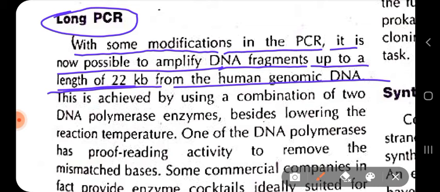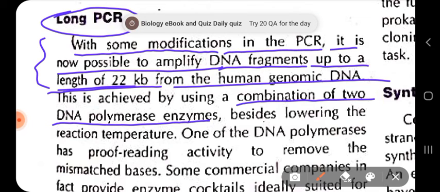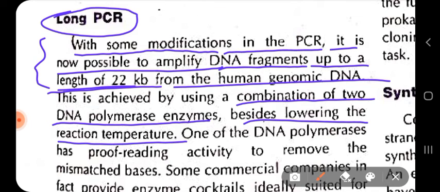And how is it possible? It is possible as we have used a combination of two different DNA polymerase enzymes. Besides, we have lowered the reaction temperature. The reaction temperature that we use during the PCR, for example, we do denaturation at 92 degrees Celsius, then we do annealing, gradually decreasing the temperature so that the primers can suitably bind with the target regions of your DNA, and then we increase the temperature again for synthesis of the DNA.